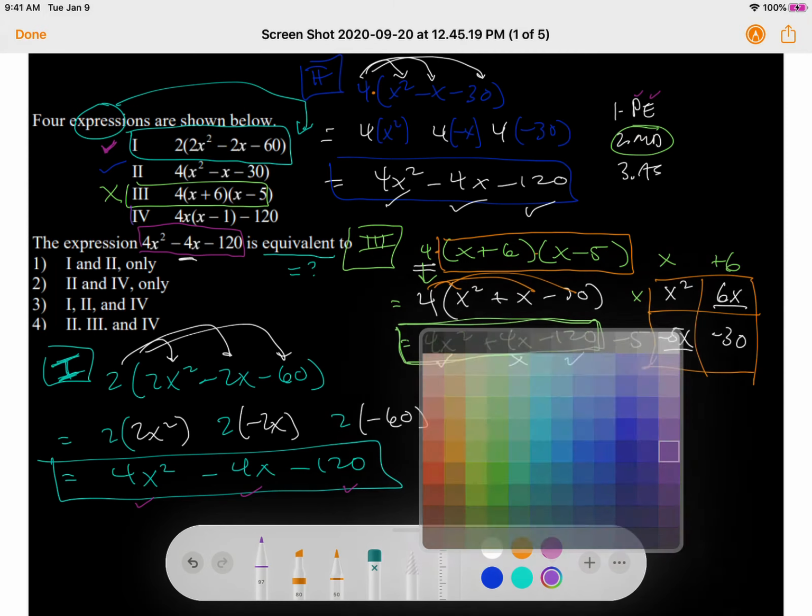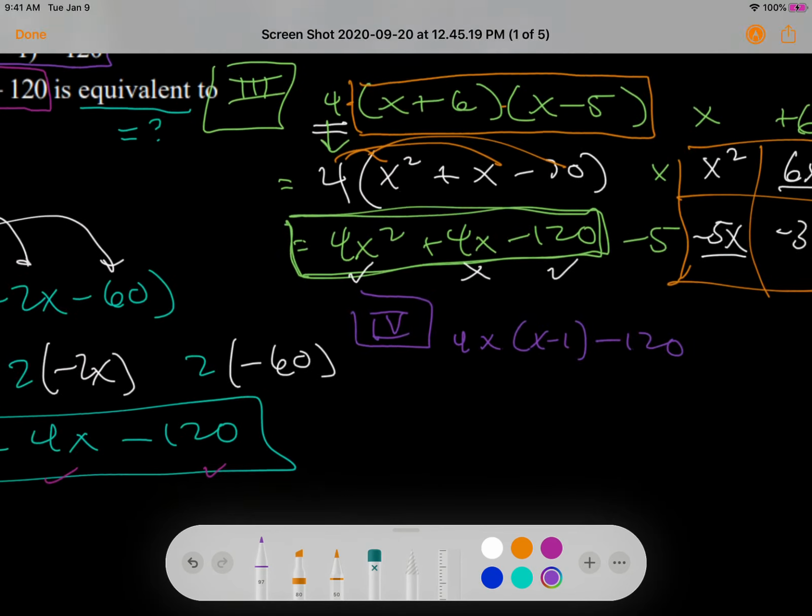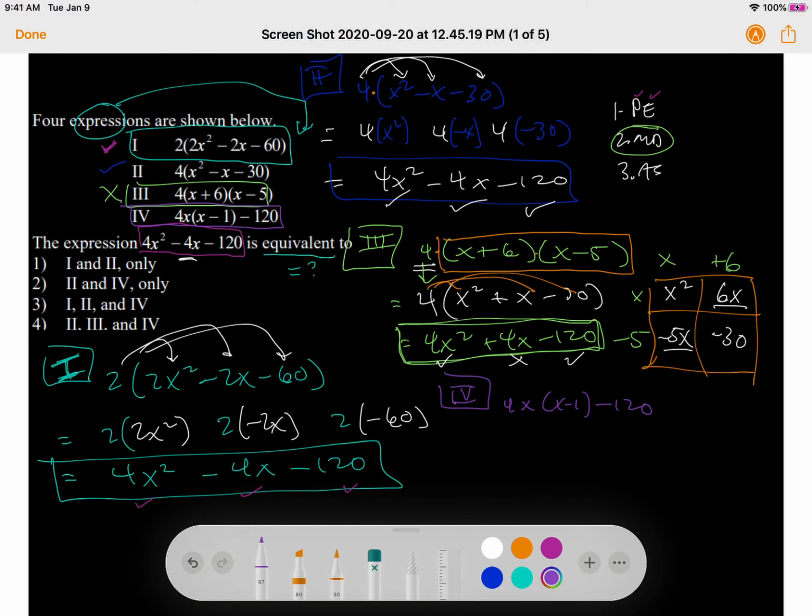Okay, let's try the last one. Do purple. Number 4, Roman numeral 4. 4x times (x minus 1) minus 120. Ooh, this one's tricky. Okay, so again, we're going to do order of operations. So parentheses, there's nothing inside the parentheses we can combine. There are no exponents in this problem. Now we're going to do multiplication and division as we see them left to right. So the first thing I'm going to do here is multiplication. I'm going to multiply 4x to x and 4x to negative 1.